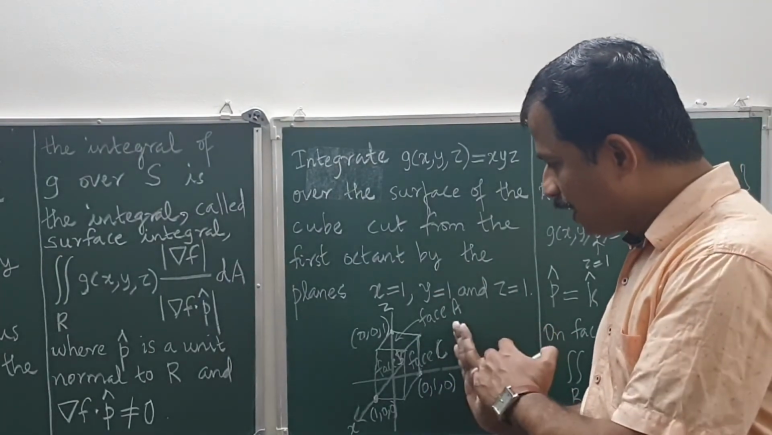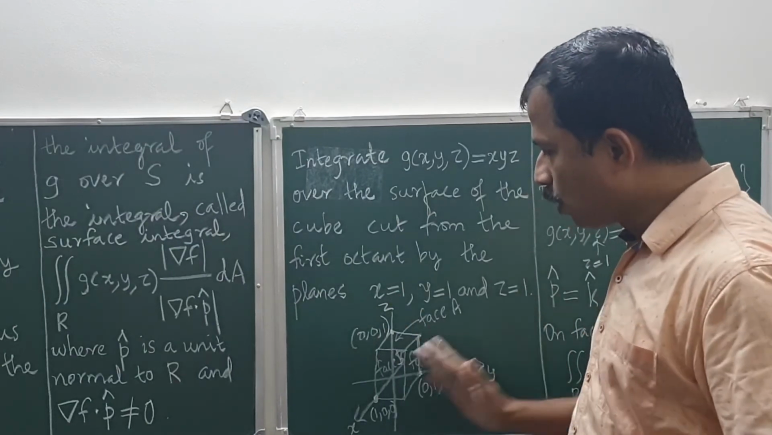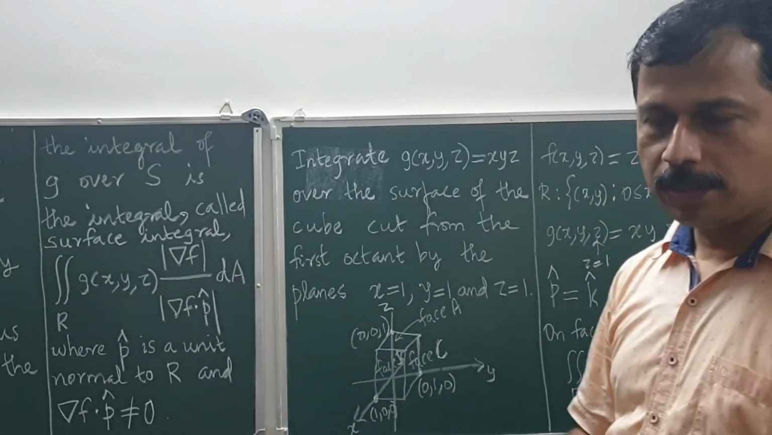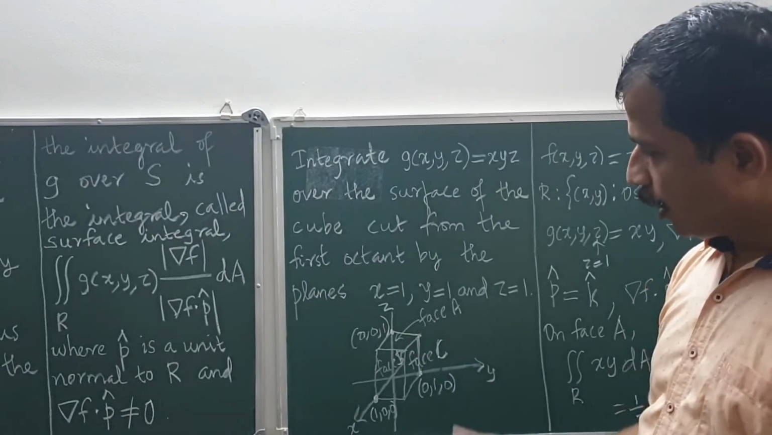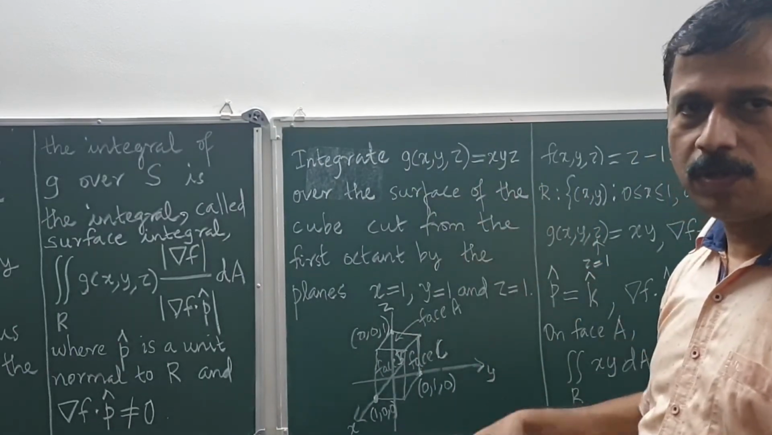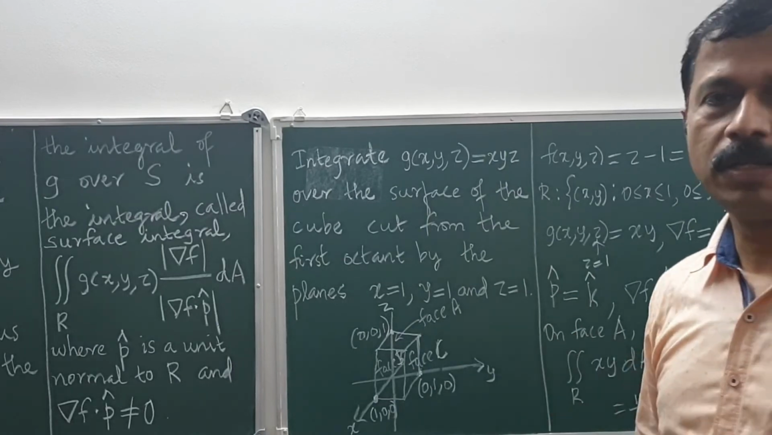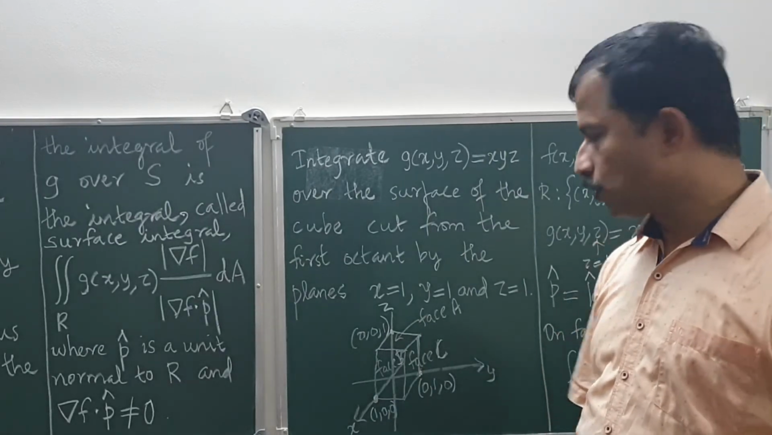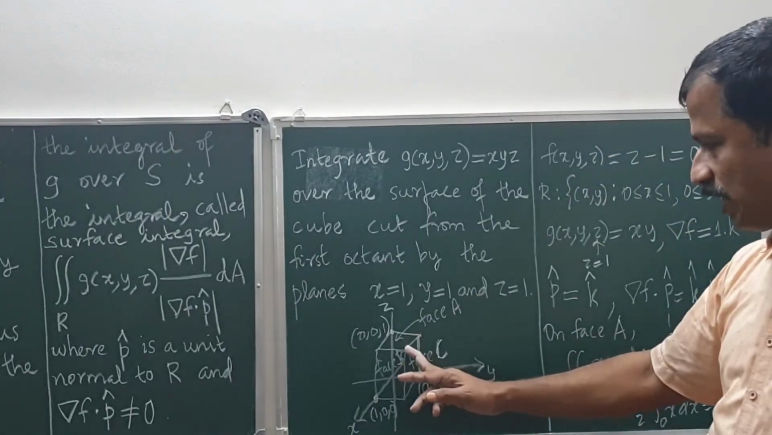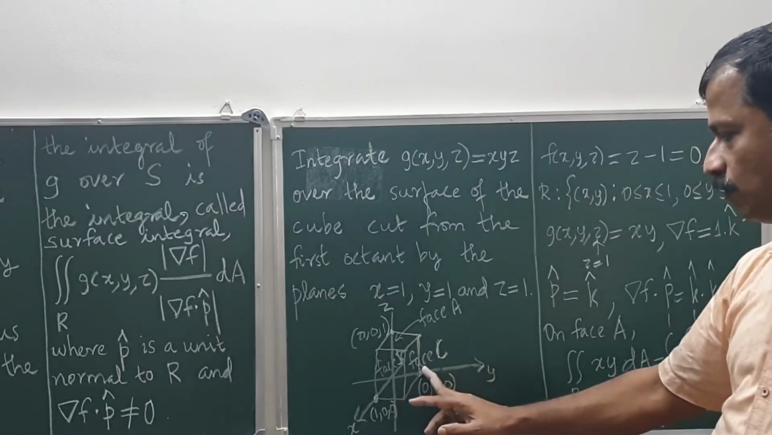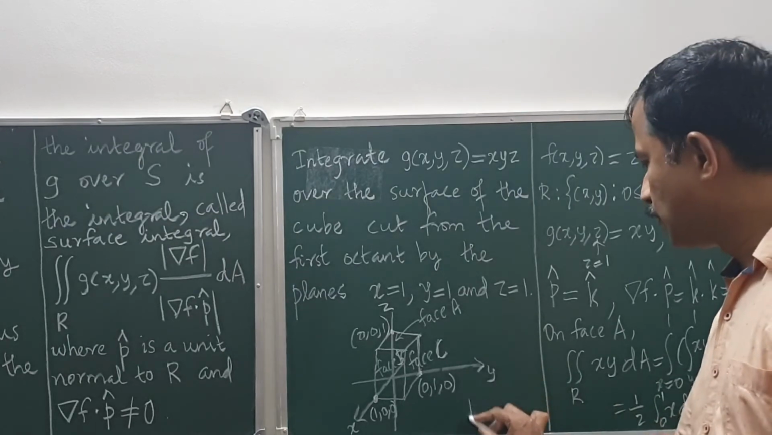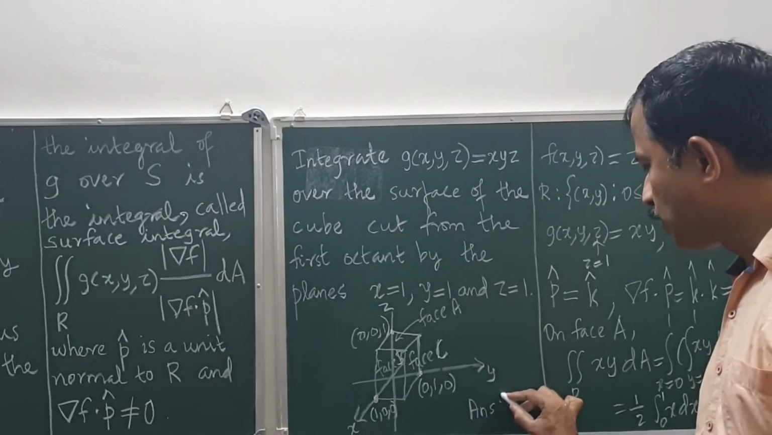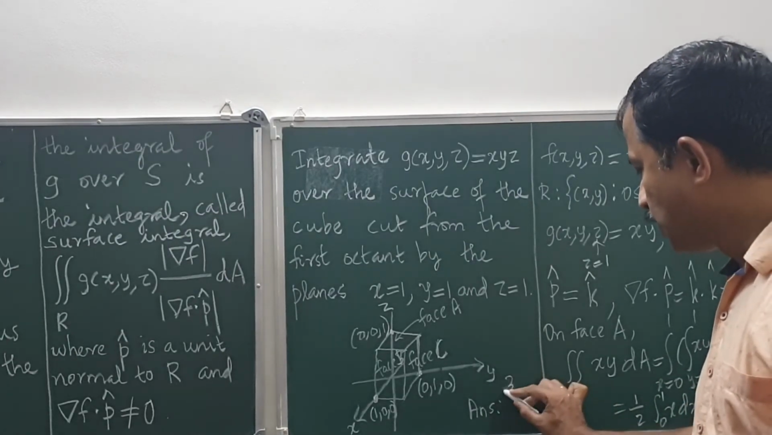Similarly, for face C, we have to project it on the xz plane. There our variables will be x and z. If you use the same procedure, we will see that there also we get the value 1 by 4. So we have 1 by 4 on face A, 1 by 4 on face B and 1 by 4 on face C. So our ultimate answer is 1 by 4 plus 1 by 4 plus 1 by 4, which is equal to 3 by 4.